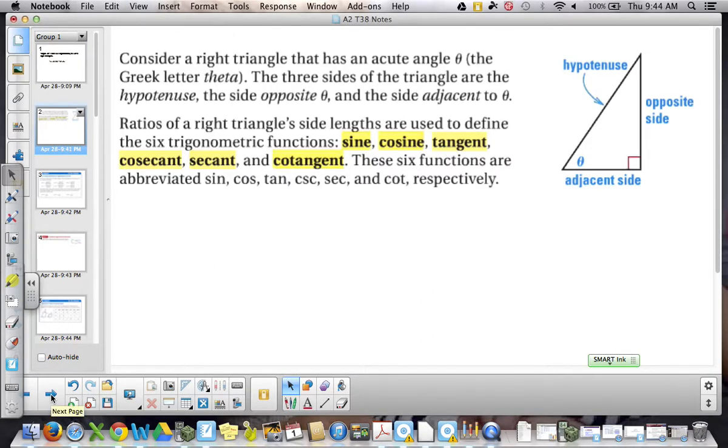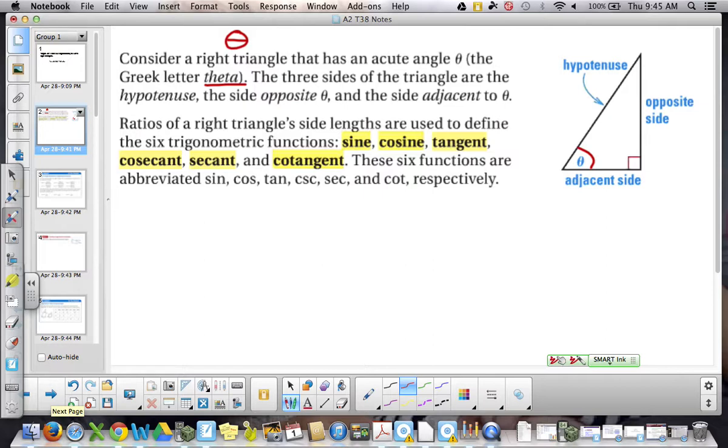The trig ratios are ratios of side lengths in a right triangle. So if we consider a right triangle that has an acute angle of theta right here, that is the Greek letter theta. It's basically a zero with a horizontal line through the middle.